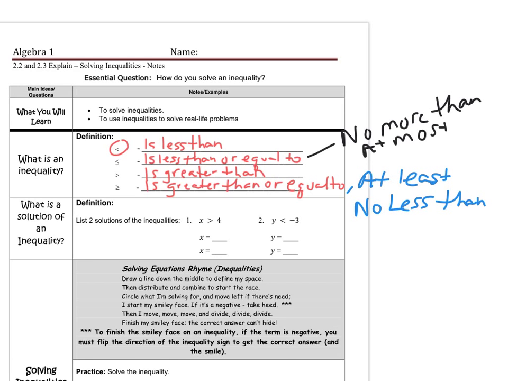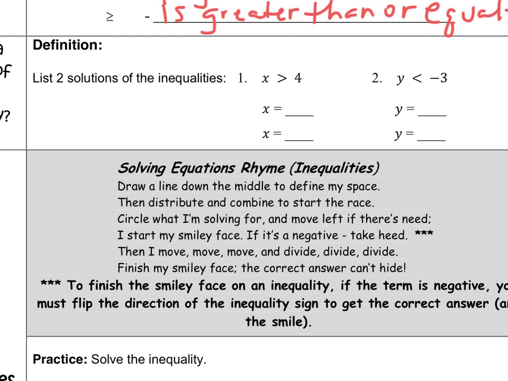The other terminology that we really need to get straight is the fact that an inequality means there's going to be more than one solution. So let's look at this very first one. It says x is greater than 4. So what I want to do is come up with at least two numbers, or right here, let's ask for two numbers that make this sentence true. So x is greater than 4. I'm going to say, well, 10 is greater than 4. So that makes it true. 6 is also greater than 4. So that gives me two numbers or two solutions to that first inequality.